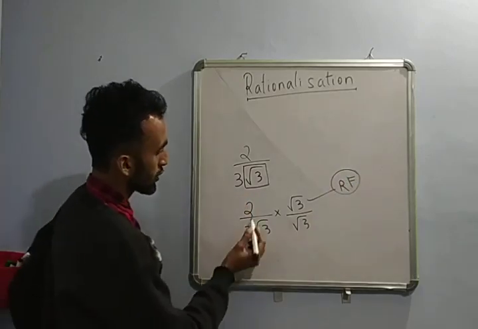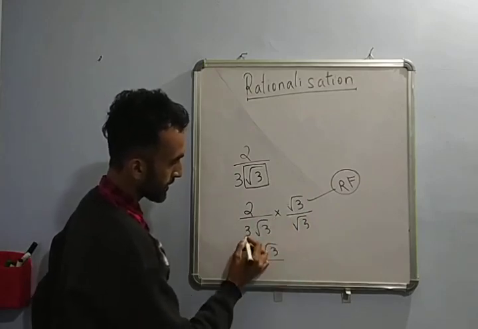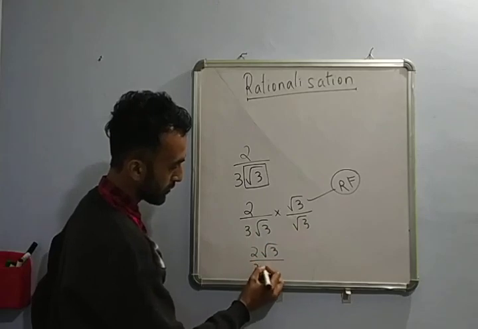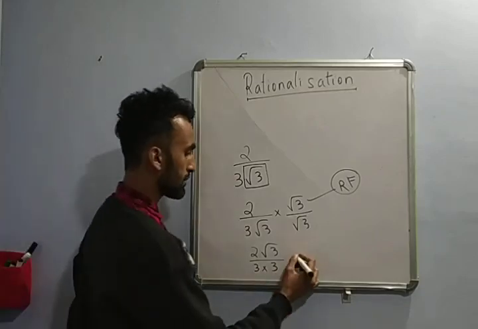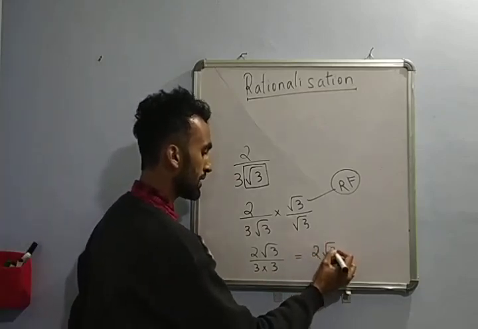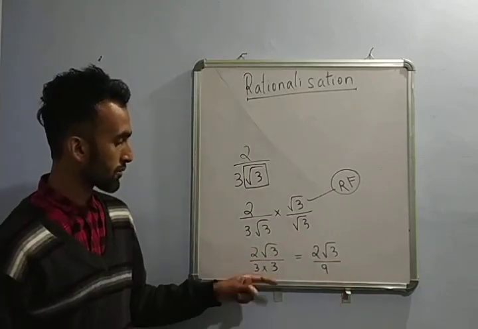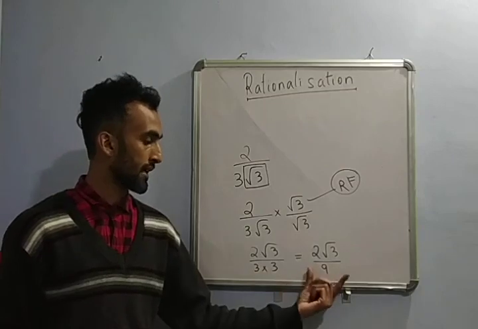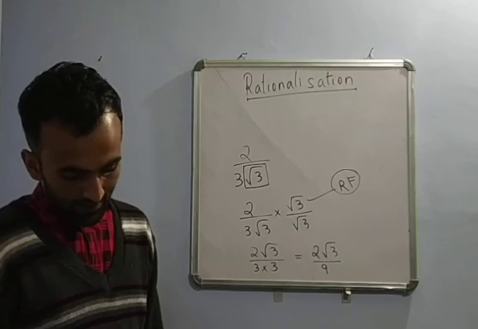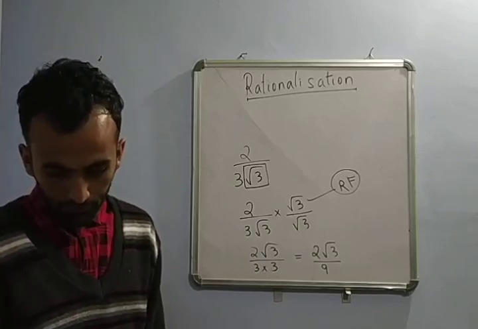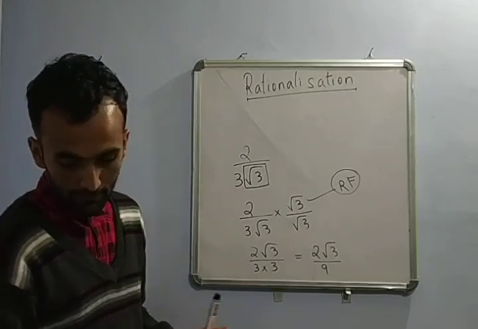Now 2 into root 3 is 2 root 3. Now 3 ones are 3, and root 3 into root 3 is another 3. Now this becomes 2 root 3 divided by 9. You cannot cancel this 3 because this is inside the root and this is outside. It has to be left as it is. This is the answer. This root 3 is called the rationalizing factor. Very simple type.